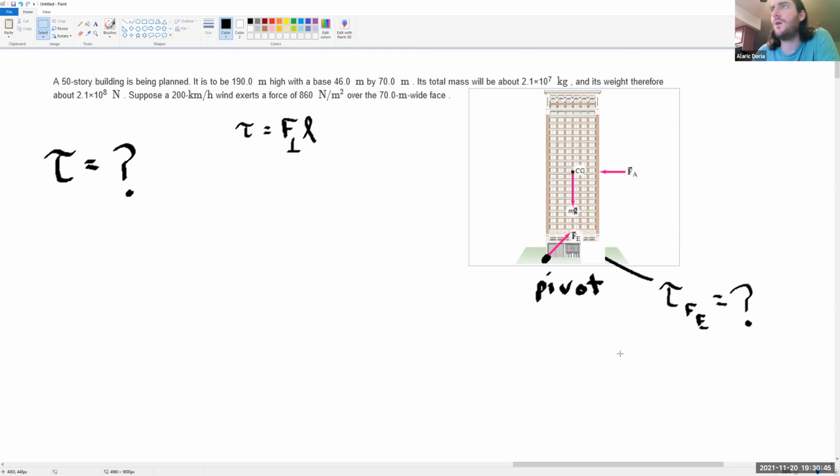Okay, so let's go ahead and actually get into the question here now. So the other forces involved in the problem are the gravitational force, right? So we have mg acting downwards. And here's our pivot point over here, and I'll keep labeling the pivot point.